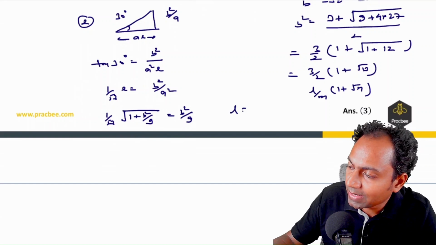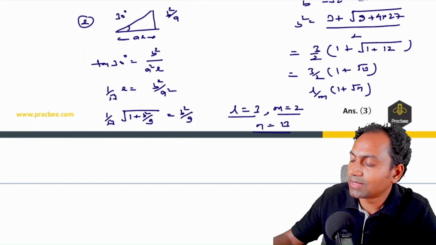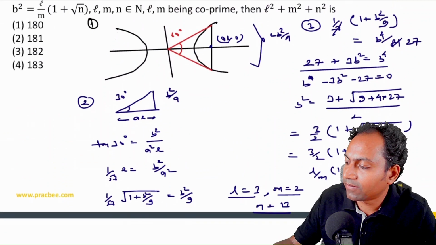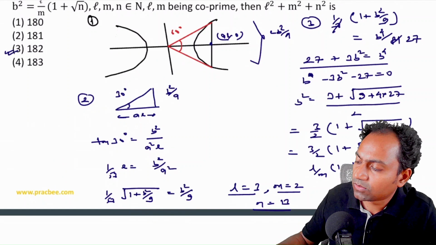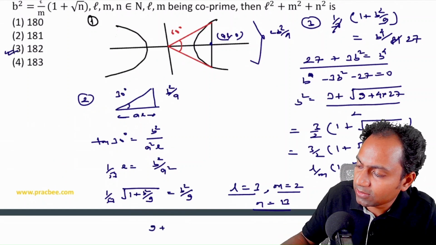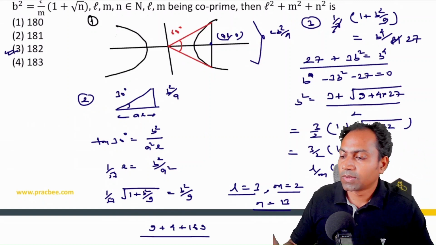So you can compare and figure out the value of L. The value of L comes out to be nothing but 3. The value of M comes out to be 2. And the value of N comes out to be nothing but 13. Now what they're saying is you need to square and add everything up. If you do so, you get the third option, that is 182. If you want, I can do it also: 9 plus 4 plus 169. So it will become 182.